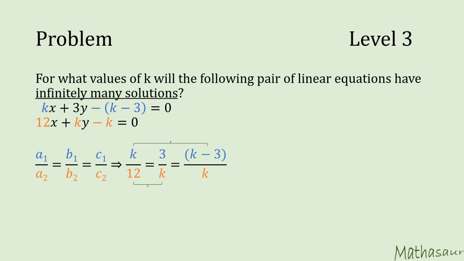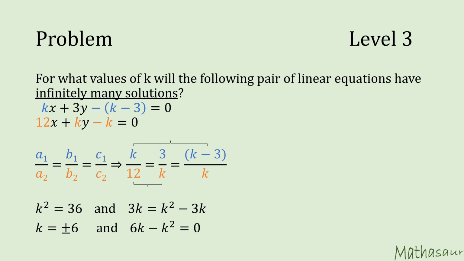So let us take k by 12 equals 3 by k and k by 12 equals k minus 3 by k. Let us cross multiply and we get two equations, k square equals 36 and 3k equals k square minus 3k. The first equation gives us k equals plus minus 6. Why is there a plus minus sign before 6? Because plus 6 squared gives us 36. Similarly, minus 6 squared gives us 36 as well. So there are two values for k possible.